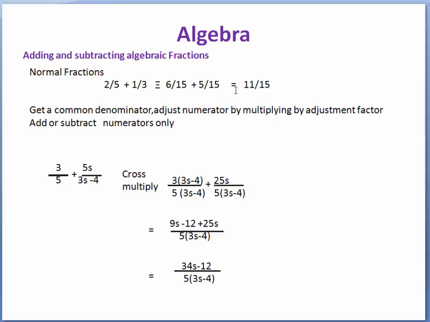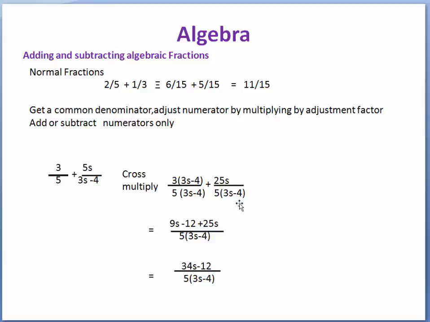Okay, so let's follow the same method for our algebraic fractions. So first of all, we need to get a common denominator. How do we do that? We multiply these two denominators. So 5 multiplied by 3s plus, that gives us our common denominator. Then we need to adjust the numerators by multiplying the 3 by the 3s minus 4 and the 5s multiplied by the 5. So we cross multiply. So this is what we get. 3s minus 4 plus 25s. When we multiply by the 5s, we get 25s.